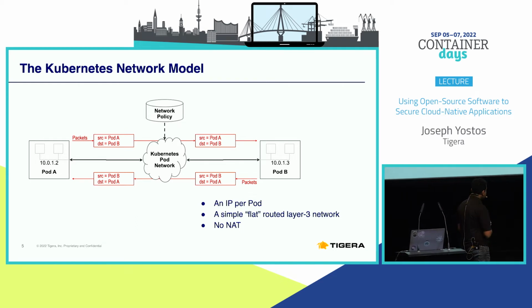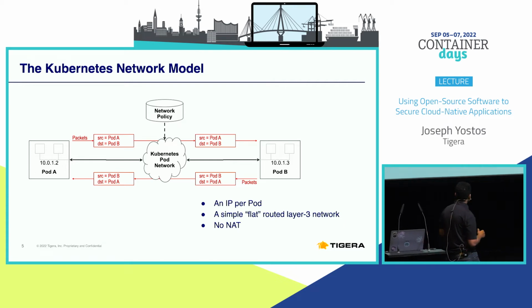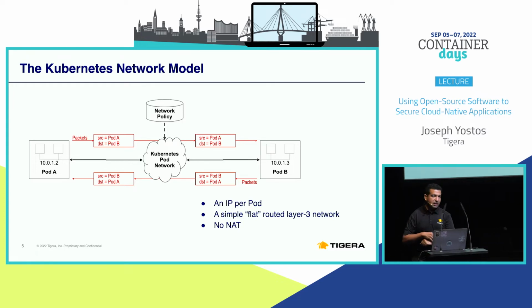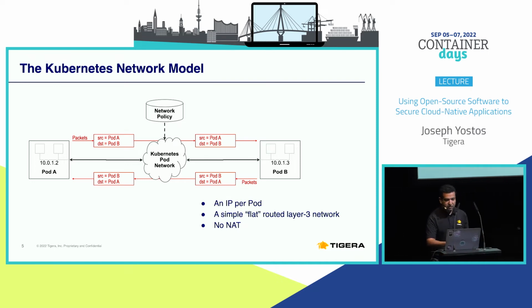The next one is a very simple, flat layer 3 network. That means any pod can reach any pod in the same cluster without network address translation, without NATing. That can be shown in this diagram with these red icons. You can understand that there's no NATing happening in this design. There are many other rules here, but these are the main two rules that Kubernetes mandates for the network model.